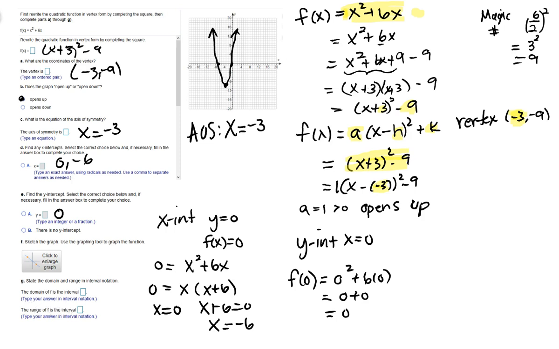The final parts are finding the domain and range. The domain of every polynomial function, quadratic function, is -∞ to infinity. And the range is going to start at that vertex and go all the way up to infinity. Those are the y values that are covered by this graph. So our vertex is at -9, so our range starts at -9, -9 to infinity.